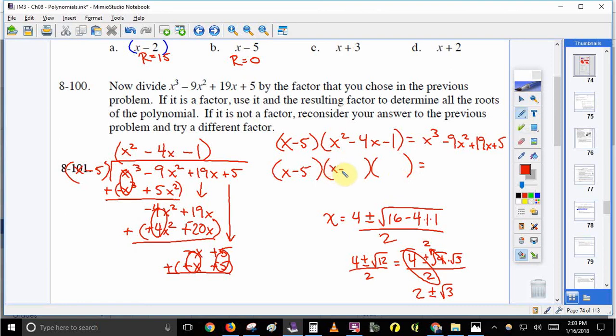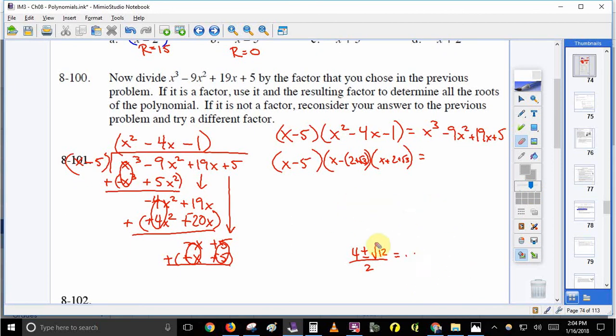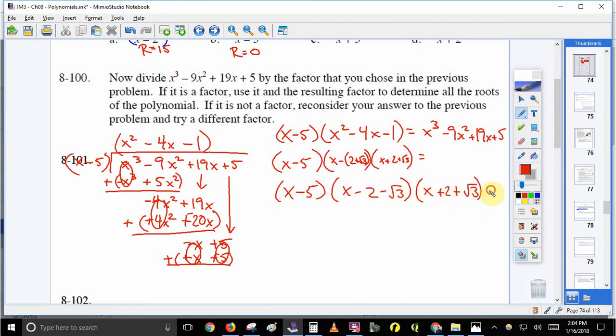So this would be x minus 2 plus root 3 and x plus 2 plus root 3 for my answer. If I distribute that negative, x minus 2 minus root 3, x plus 2 plus root 3 equals 0. And if I multiplied all three of those out, I should get my original third degree polynomial. All right, thanks.